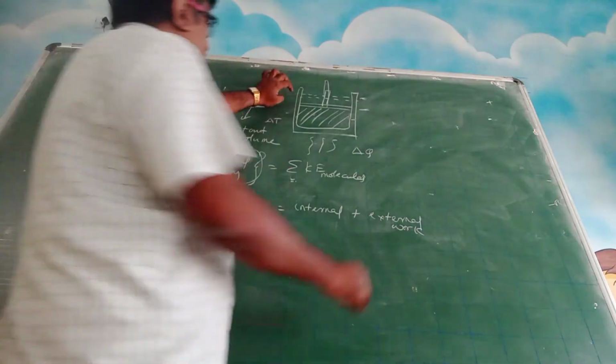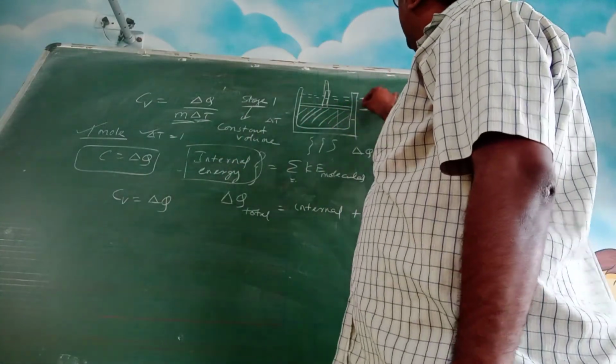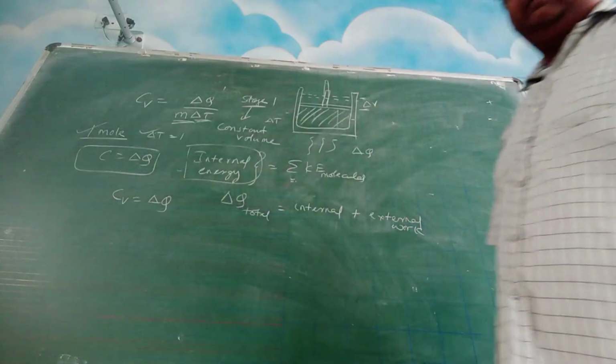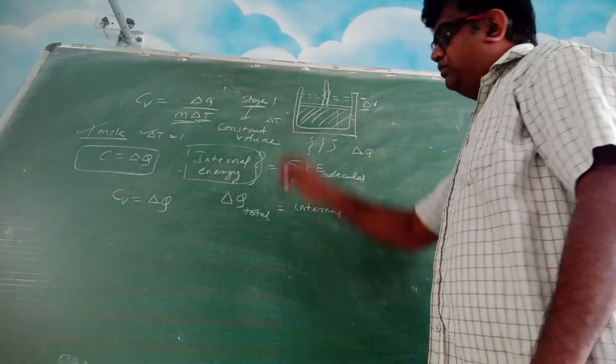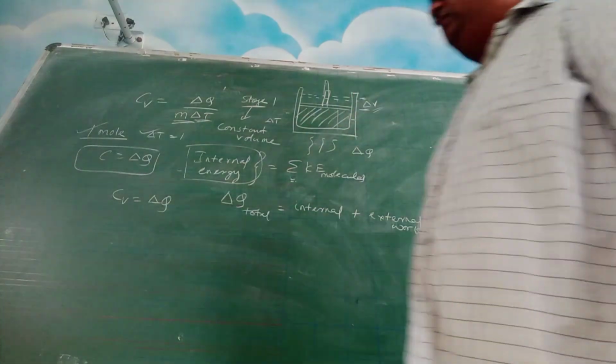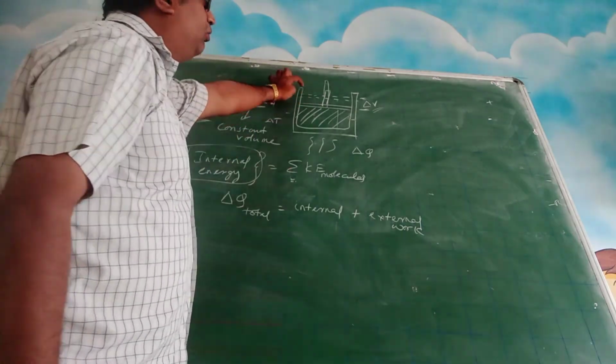Raising that piston, there is a change in volume. Let us say this volume is V1, the total is V2, so obviously this is delta V. Okay. Till what point will this lid be moved?